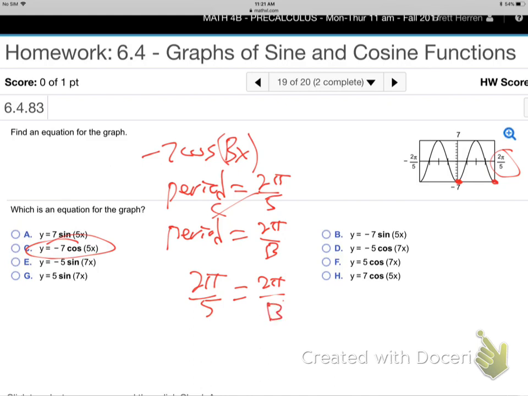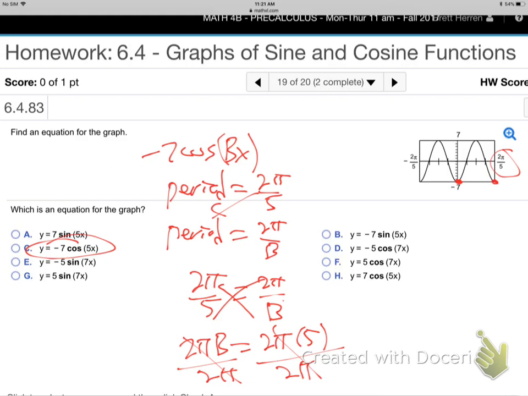What's b got to be? 5, by clear observation, right? I mean, you can do the formals if you want to. 2 pi b is 2 pi times 5. Then divide by 2 pi. Lo and behold, it's 5. So there we go. It was 5. Good. One more. Of those on the test, there's a couple.